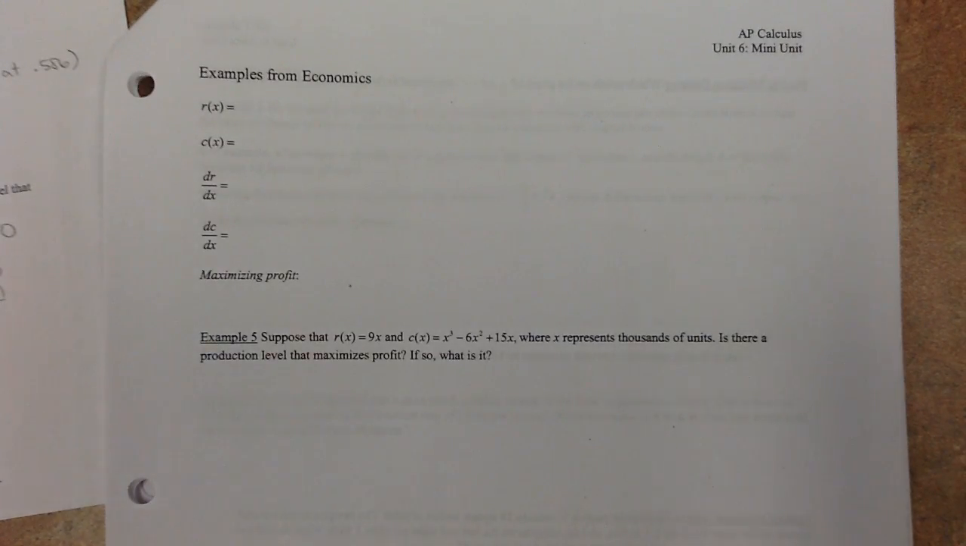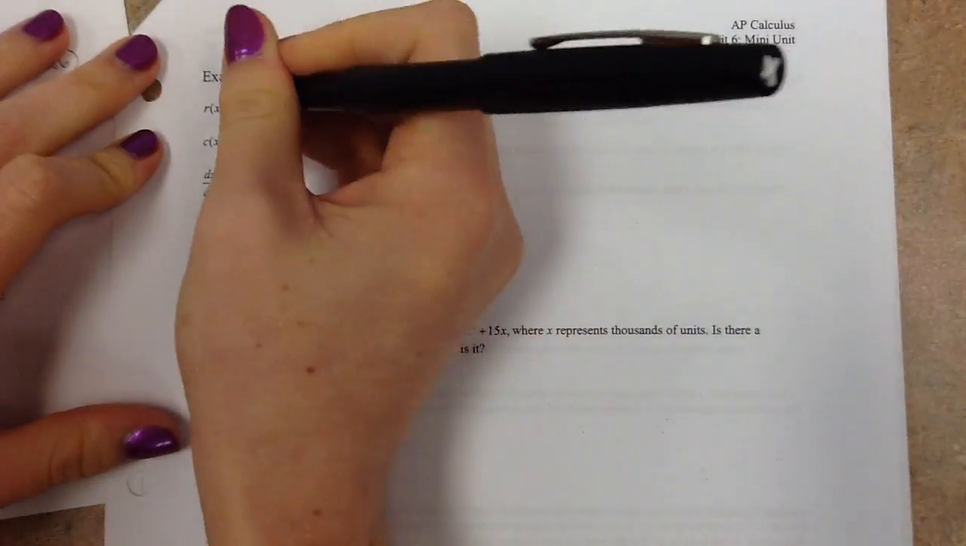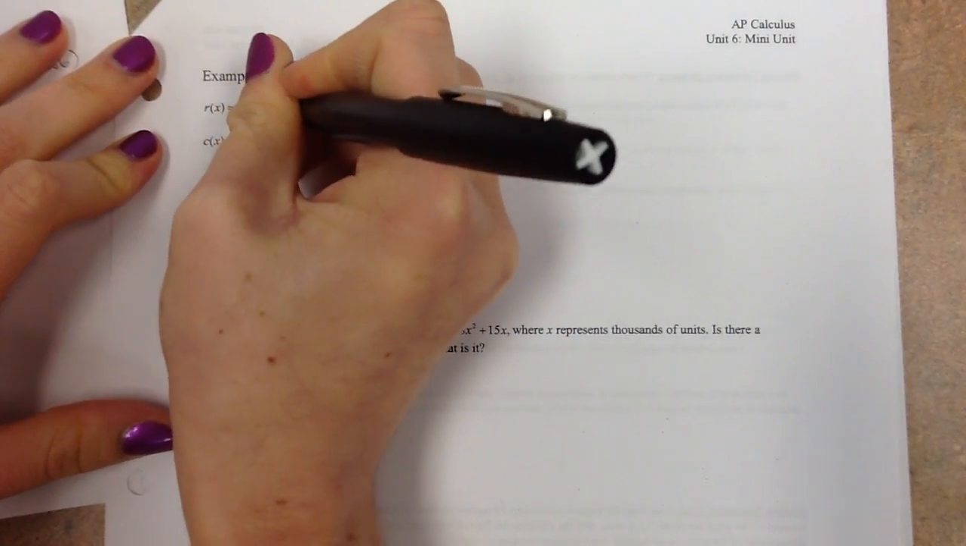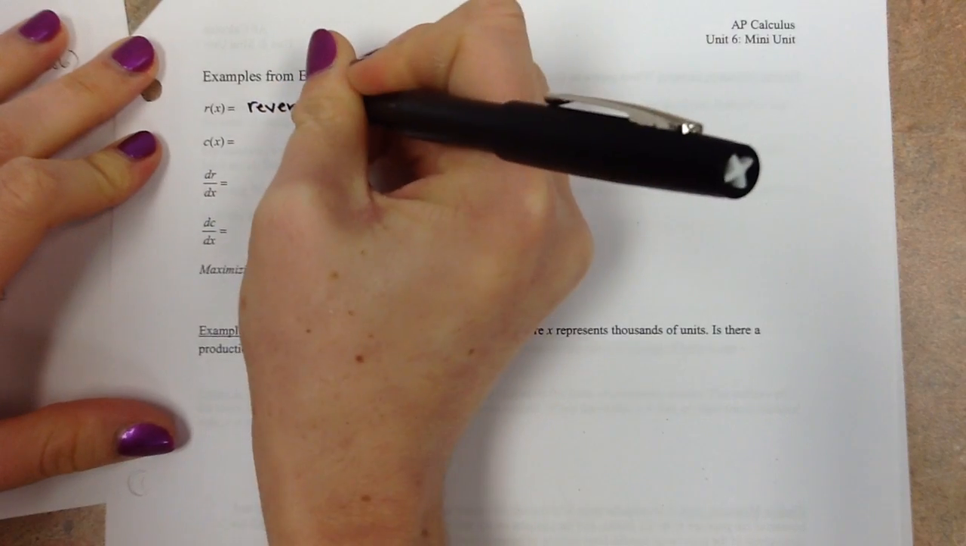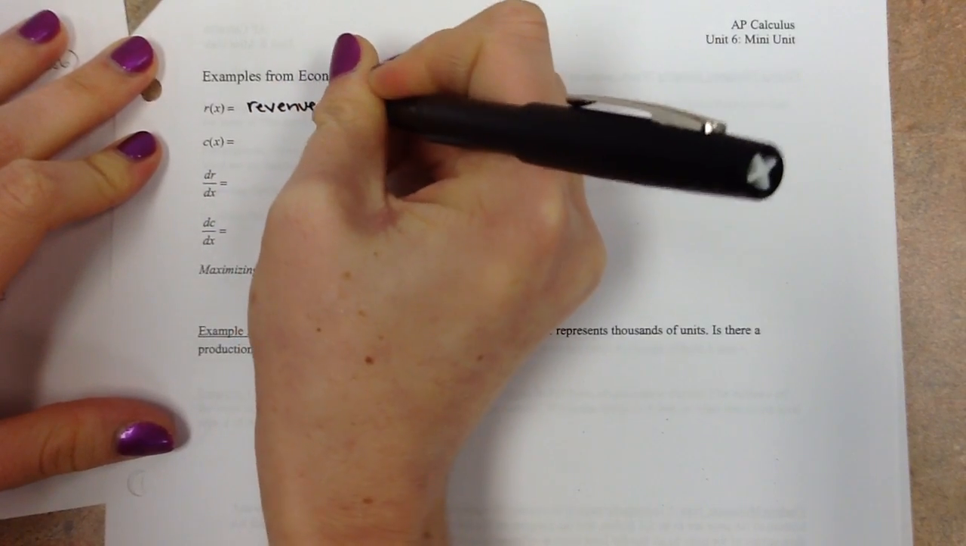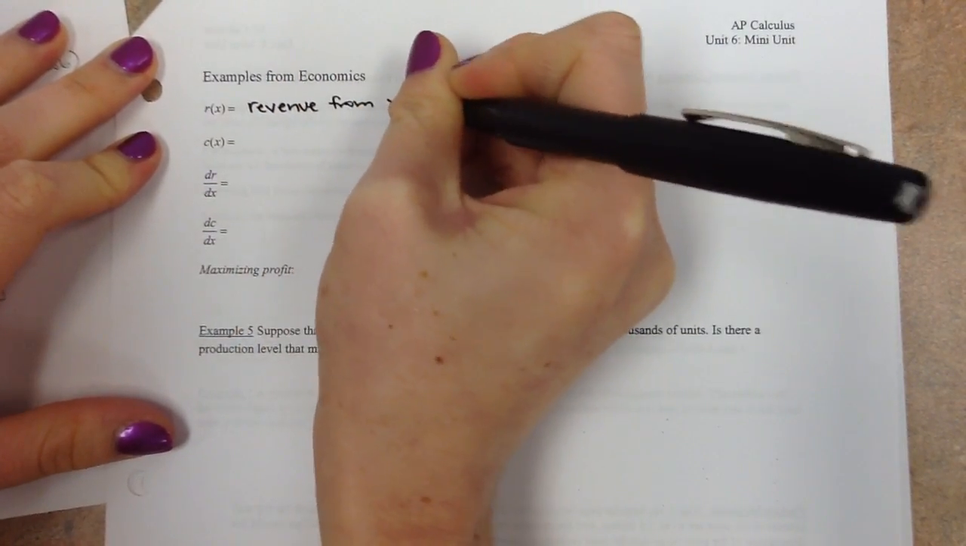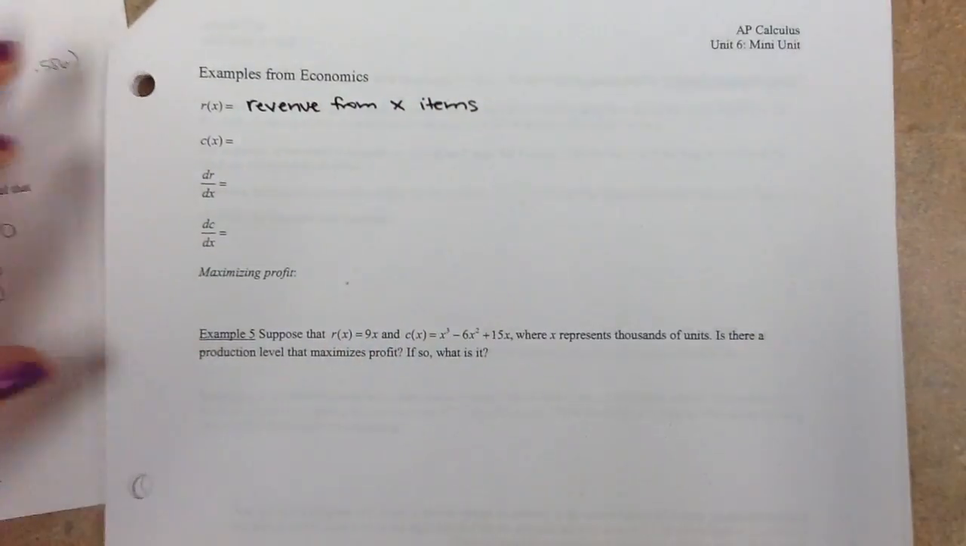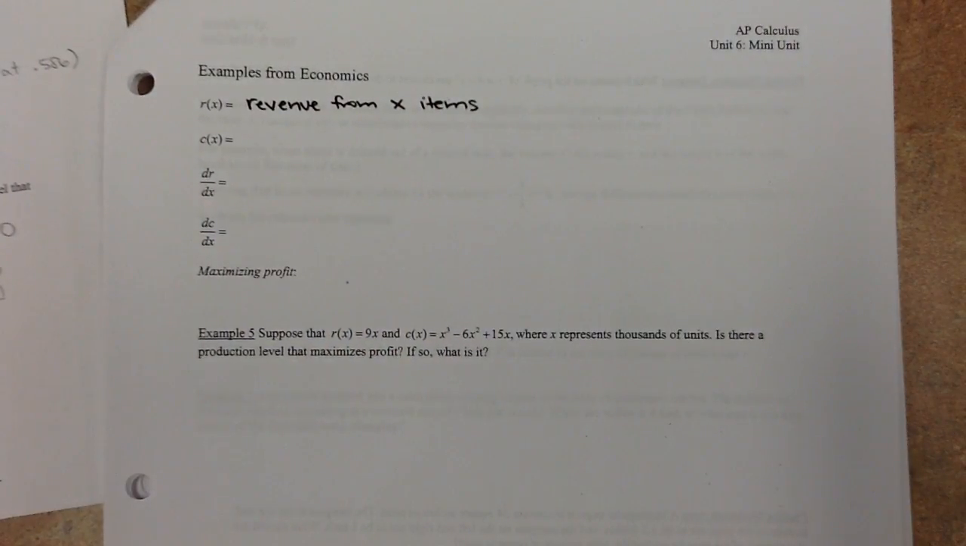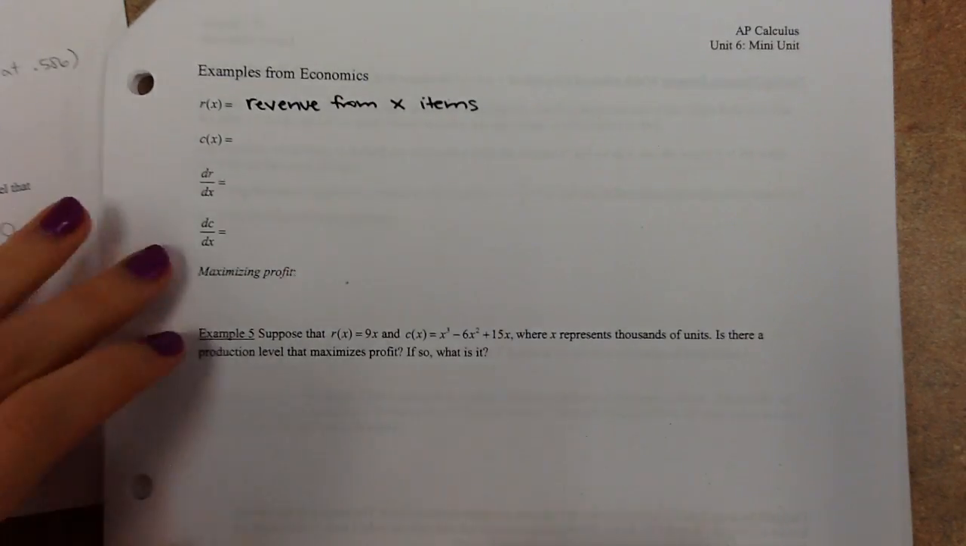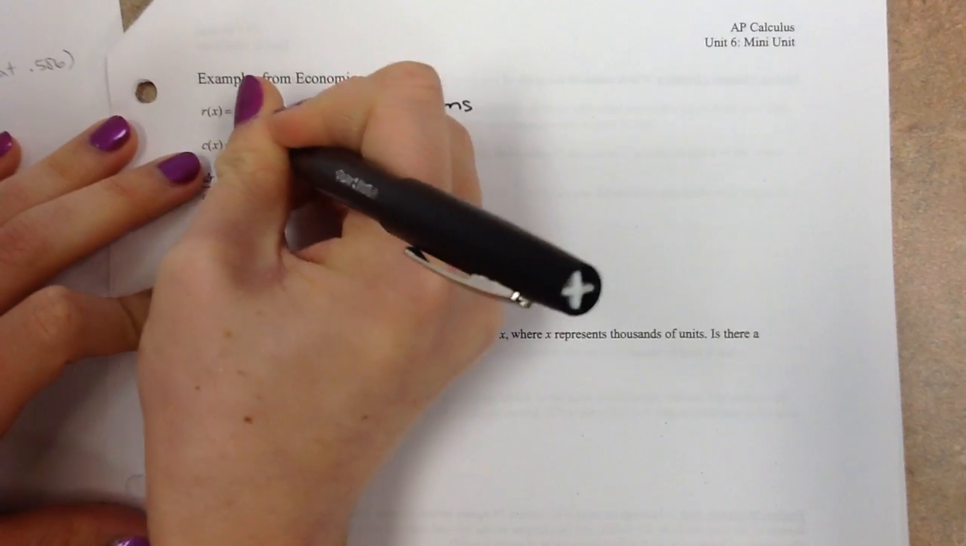So if we represent R of X as the revenue function, this is the revenue that we get from X items. R of X will most likely just be a constantly increasing function. For every item that you sell, you should hopefully be making more revenue. So if you plugged in 12, that's the revenue that you'd get from all 12 items total. And then C, for cost, would be the cost of producing X items.